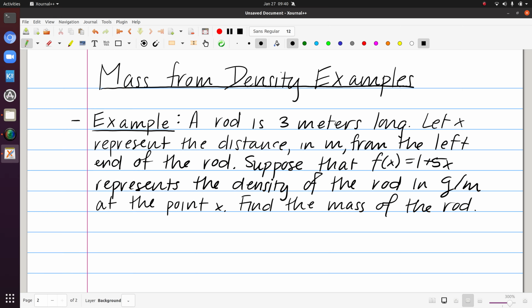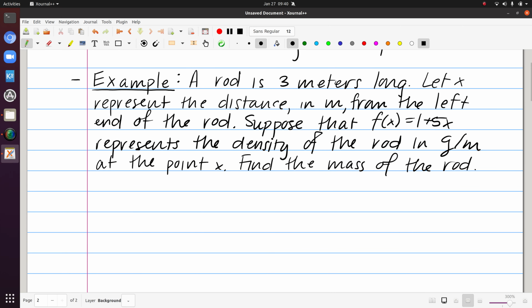Suppose we want to find the mass of the entire rod. So what we want to think about here is we're wanting to end up with something of units grams. The function f of x is in units of grams per meter, and we're measuring x in meters. So we can set up an integral of the function 1 plus 5x. And we just have to use the context to make sure that we set up the appropriate bounds.